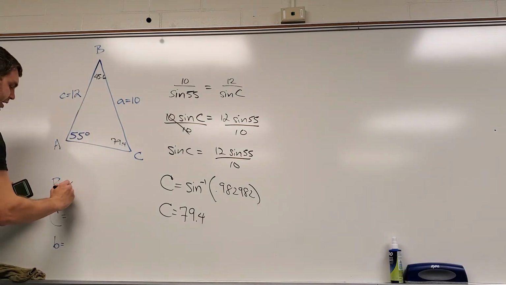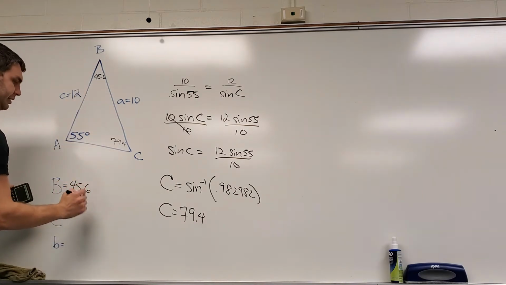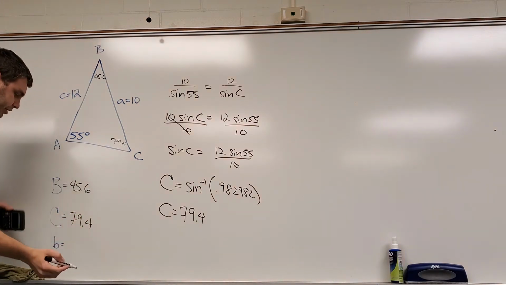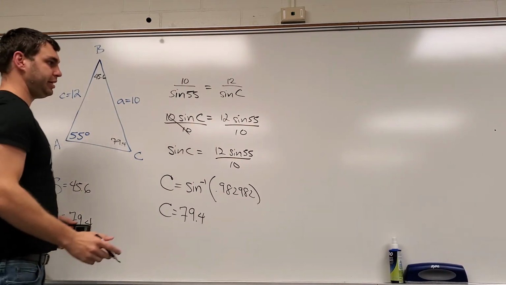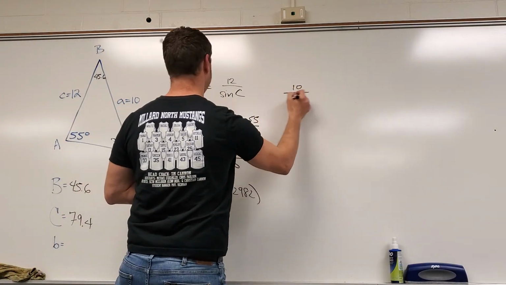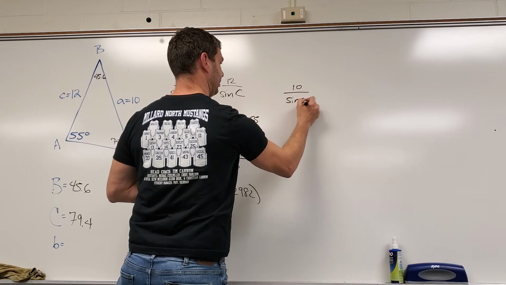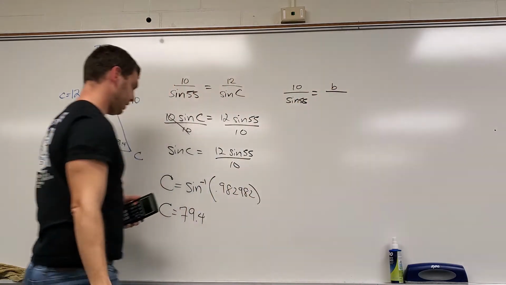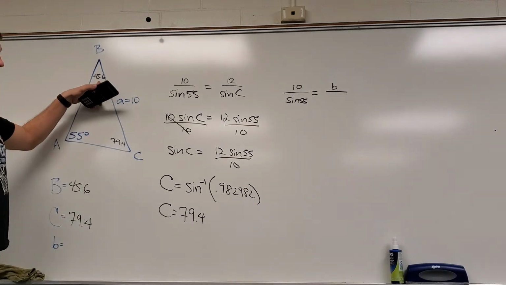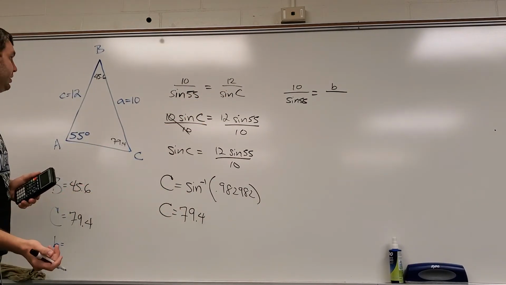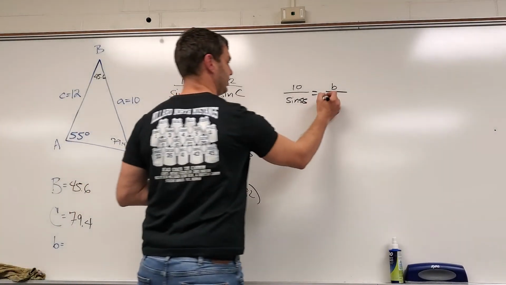So I already found B, 45.6, and C was 79.4. That just leaves me with side B. For B, I can again set up a law of sines using what I know: 10 over sine of 55 equals, looking for B, and since I know the angle B, I can leave my top B as the variable, over sine of 45.6.